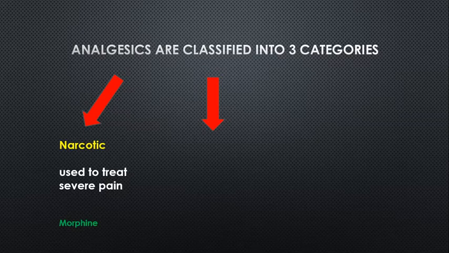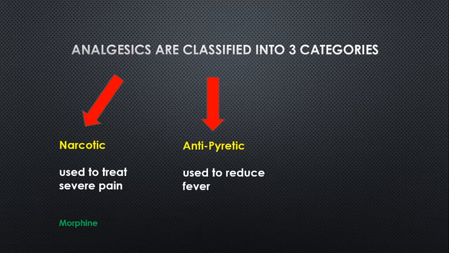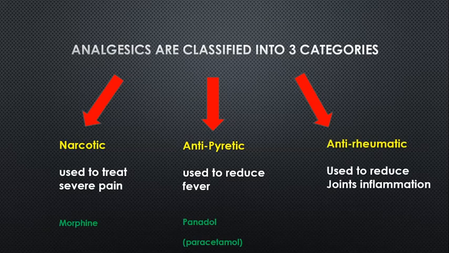The second category is called antipyretic. These are drugs that are used to reduce fever, such as Panadol, knowing that the active ingredient of Panadol is known as paracetamol. And finally, the last group of analgesics is known as anti-rheumatic, which contains drugs that reduce inflammation of joints. An example of anti-rheumatic is aspirin, knowing that the active ingredient of aspirin is called acetylsalicylic acid.